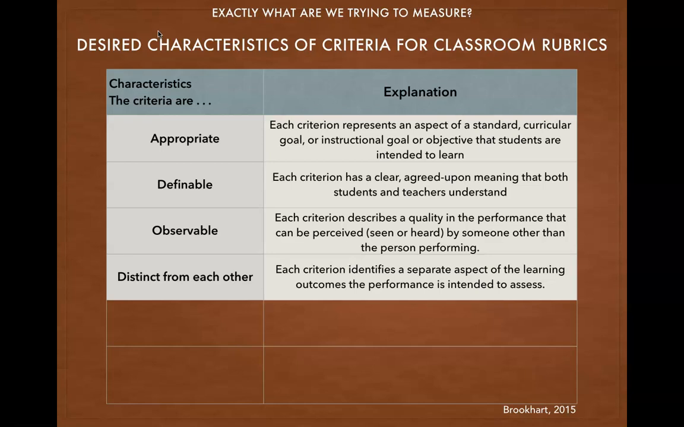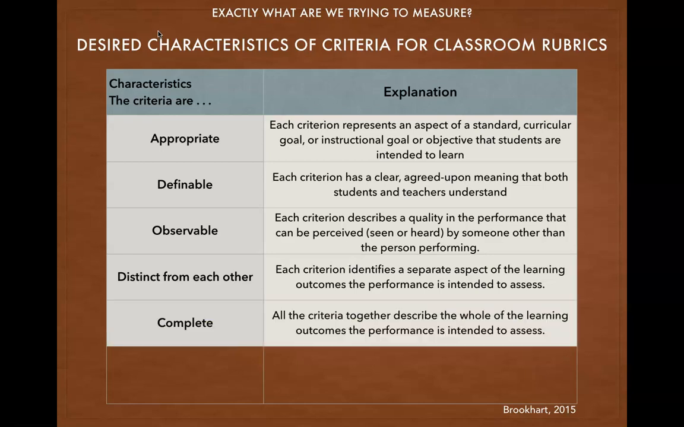But along the same line, we want to make sure that they cover everything that we're expecting students to learn. So that's what we mean by this one. They are complete. All the criteria added up, every row inside this first column, together describe the whole of the learning outcomes the performance is intended to assess. So they need to be distinct from each other, they need to not overlap, but they also need to cover everything that you're looking for a demonstration of their learning.